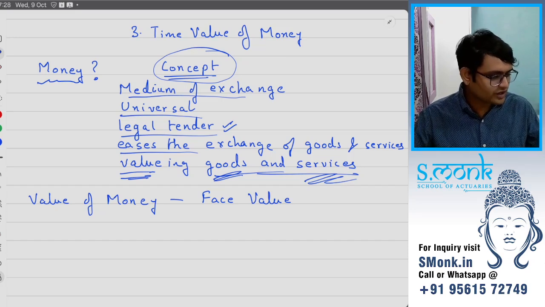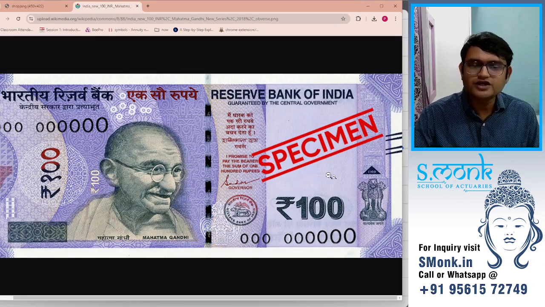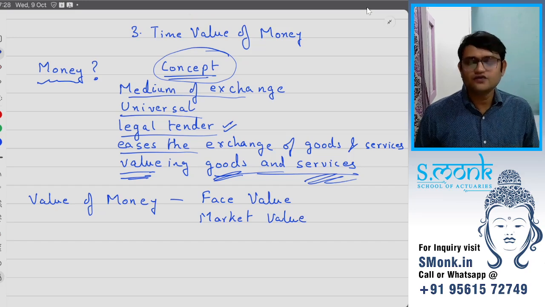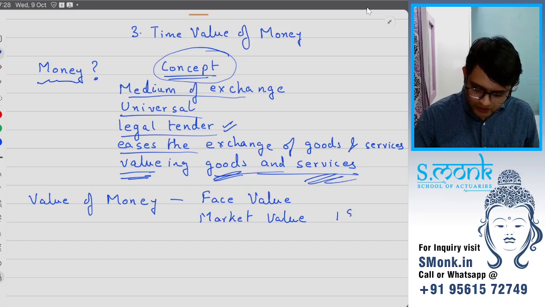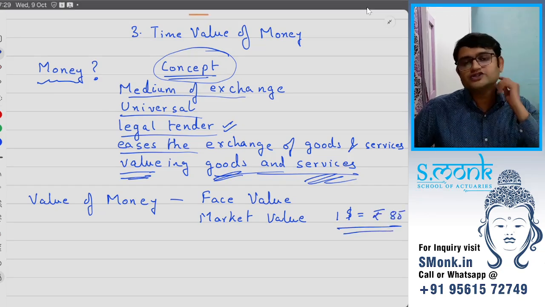So the value that we are talking about, face value, is nothing but the value written on this piece of paper. Okay, that becomes the face value. Then we can have something called market value. Market value will be what we were just talking about, $1 is worth 85 rupees, right? It's 85 rupees. That becomes the market value. How much can you sell it for on the market?